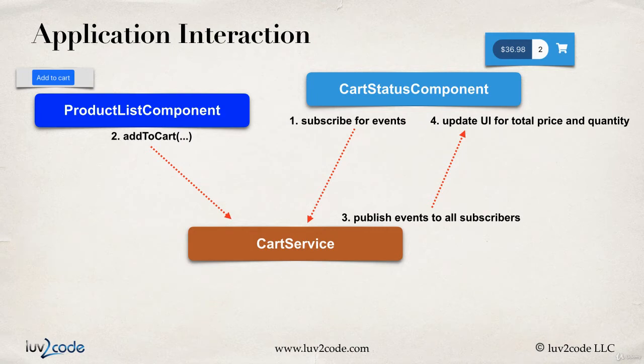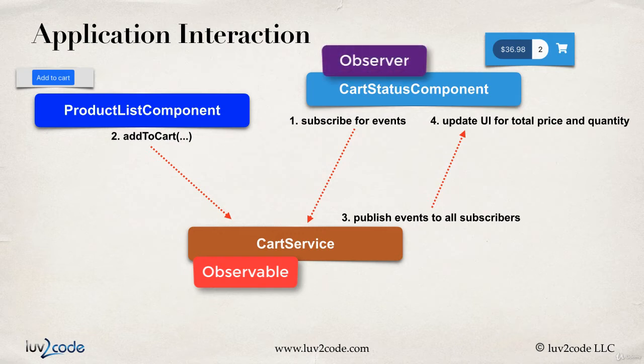So this is a very common pattern in Angular development. Basically here we have the cart service that's an observable and the cart status component is an observer. And we'll see how this actually works out with the actual coding when we move into it.